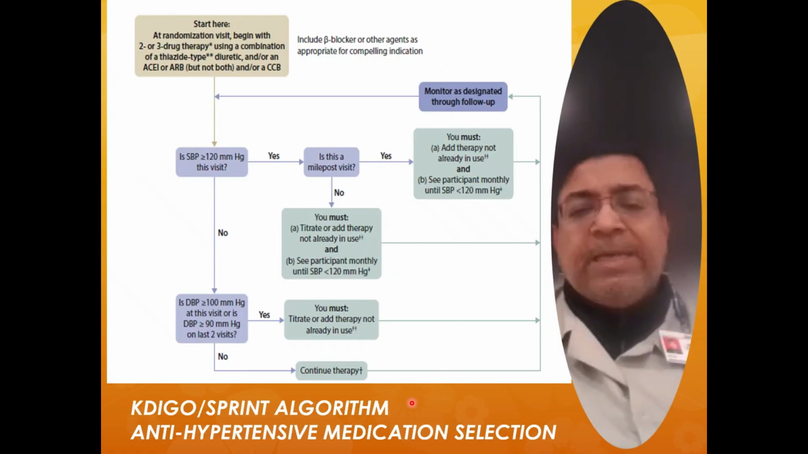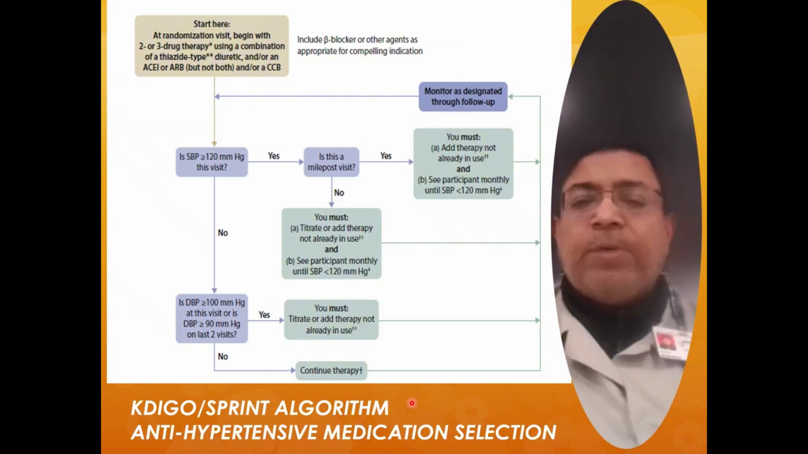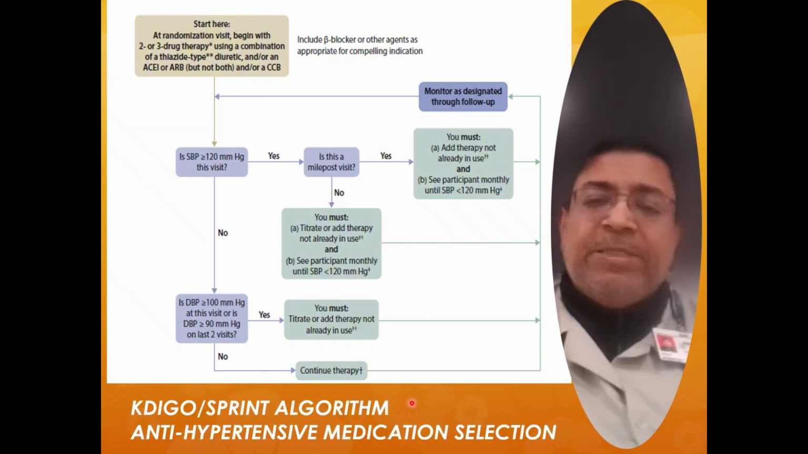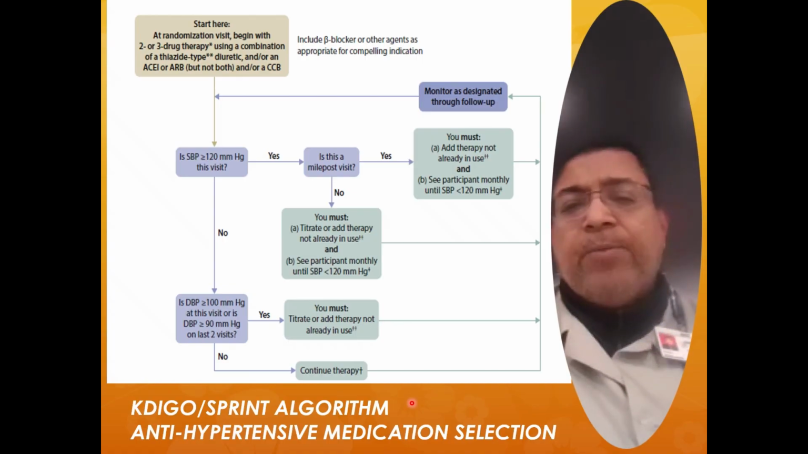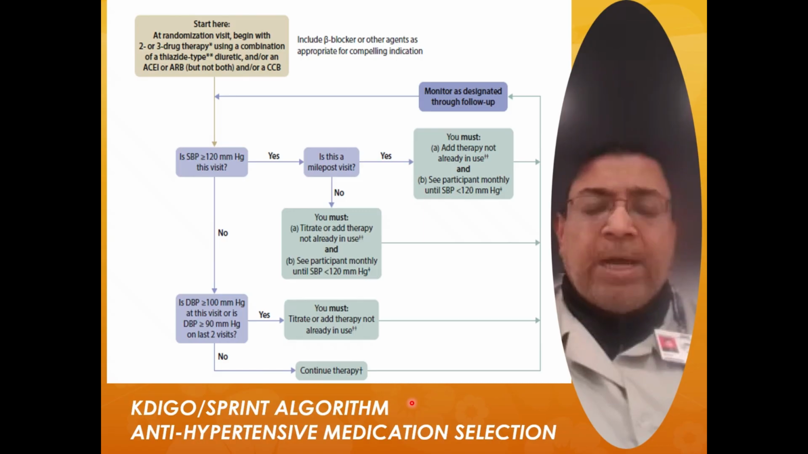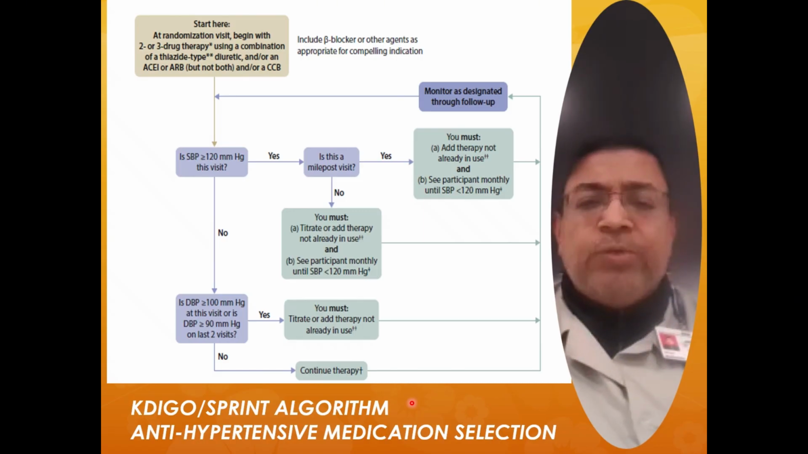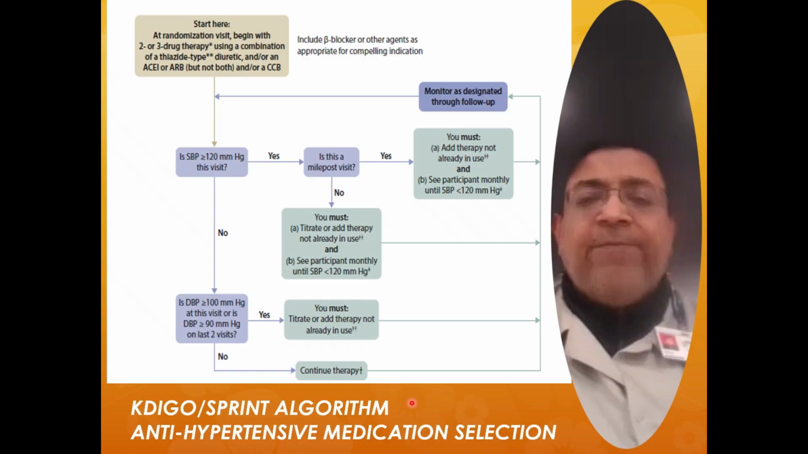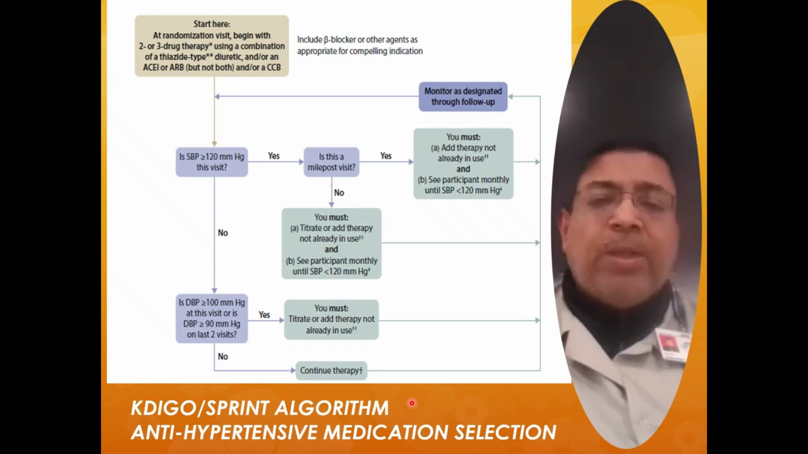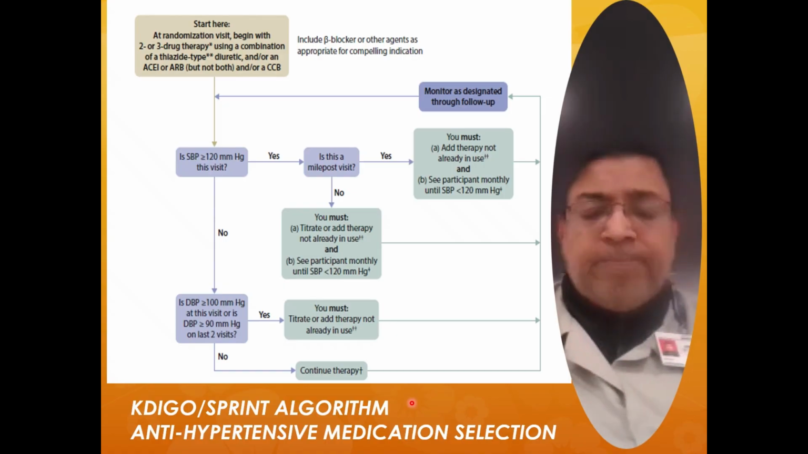KDIGO, or Kidney Disease Improving Global Outcomes Organization, says that there is not sufficient data to recommend a specific sequence of antihypertensive medications when one is attempting to control hypertension. However, they do suggest that the same approach which was taken in the SPRINT hypertension trial may be the most optimal approach given the quality of data that is currently available.